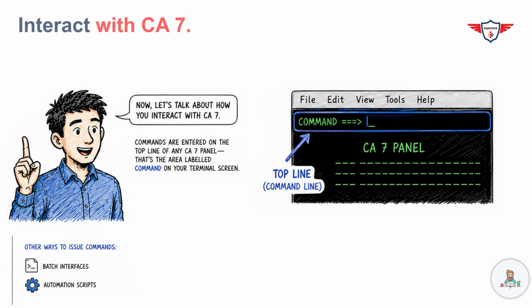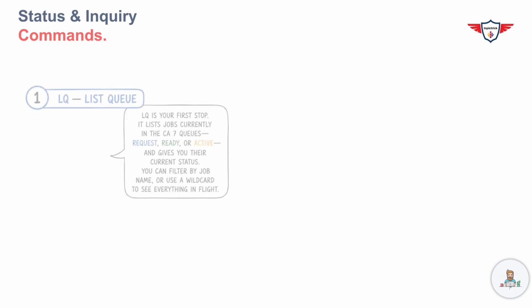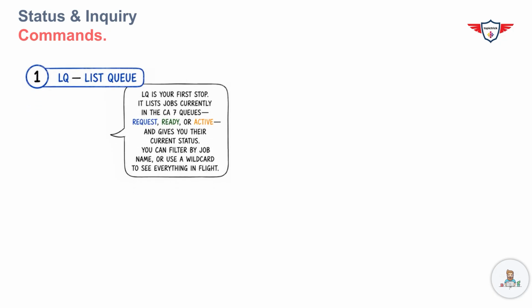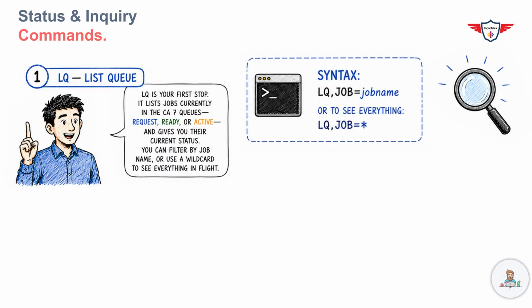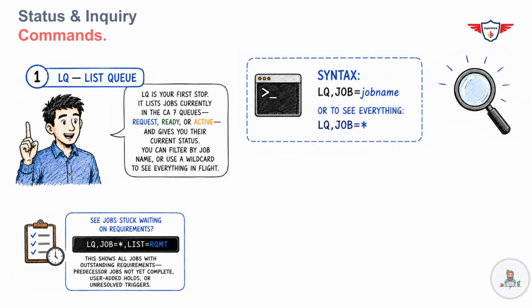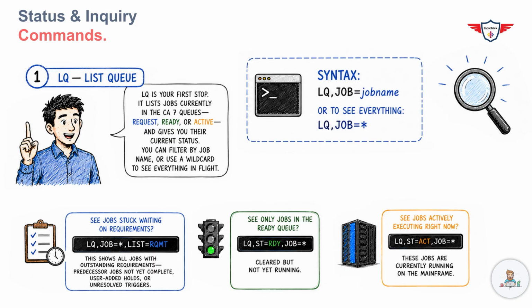Now let's talk about our first group of commands, the status and inquiry commands. These commands are used very often, and they will let you know what is actually going on. The very first command is LQ, that is, list queue. The syntax is pretty simple and straightforward: LQ,JOB=jobname, or to see everything you can use LQ,JOB=*. So LQ is your first stop. It lists jobs currently in the CA7 queues, that is request, ready, or active, and it will give you their current status. You can also filter by job name, or use a wildcard to see everything in flight.